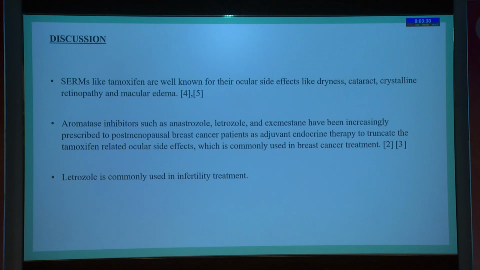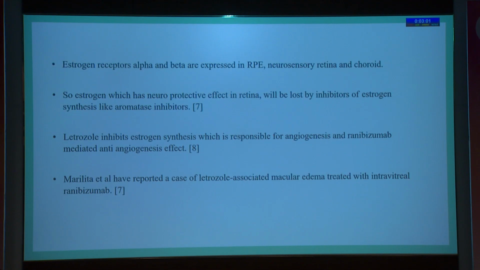SERMs like tamoxifen are well known for their ocular side effects like dryness, cataract, crystalline retinopathy, and macular edema. Aromatase inhibitors such as anastrozole, letrozole, and exemestane have increasingly been prescribed to postmenopausal breast cancer patients as an adjuvant endocrine therapy to truncate the tamoxifen-related ocular side effects, which is also commonly used in breast cancer treatment. Letrozole is also commonly used in infertility treatment.